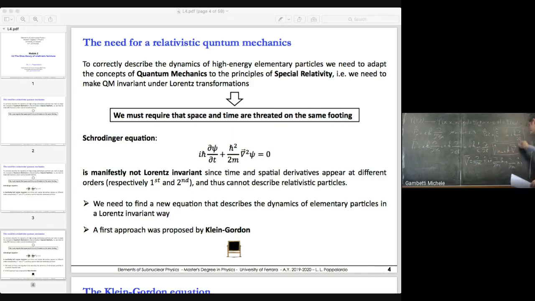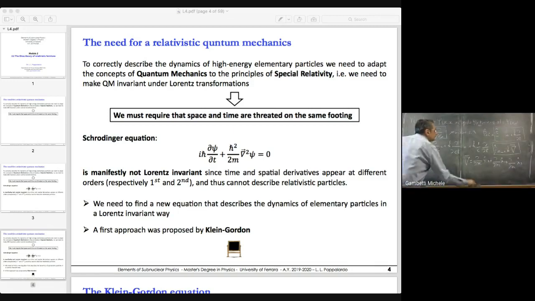So we have now, let's say, translated in a Lorentz invariant way the momentum operator, which we can split into a zero component, which is the energy, and the spatial component, which is the standard momentum.